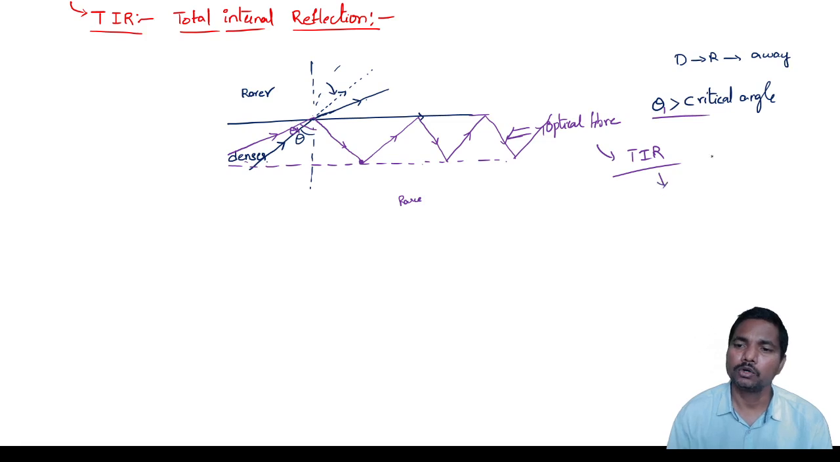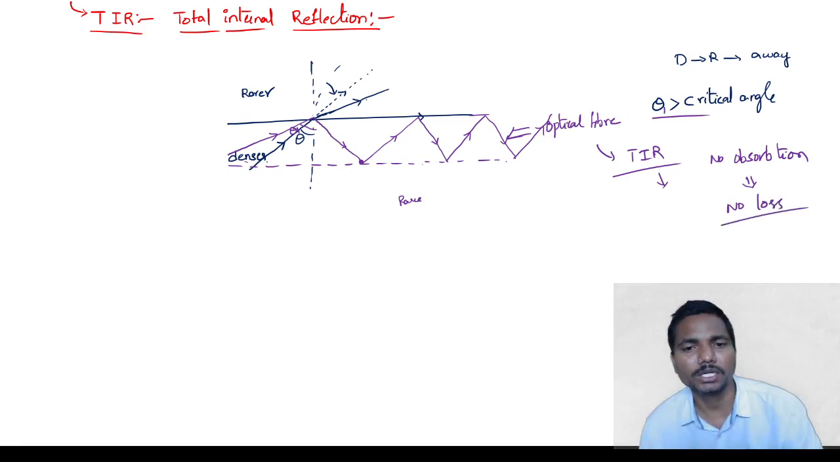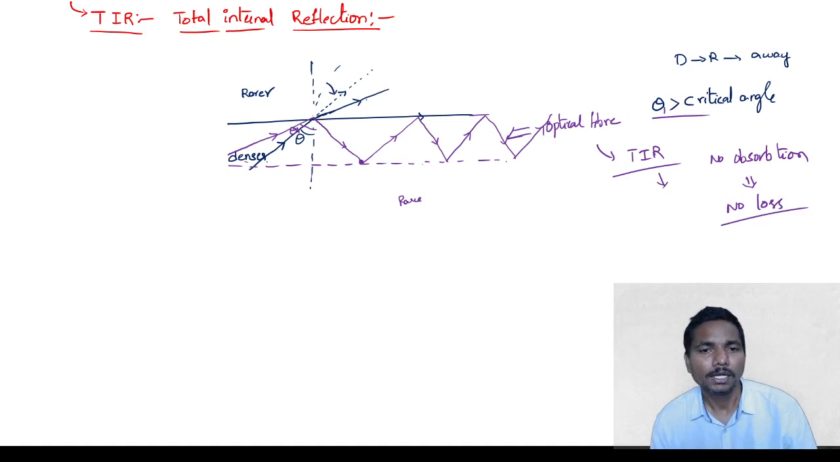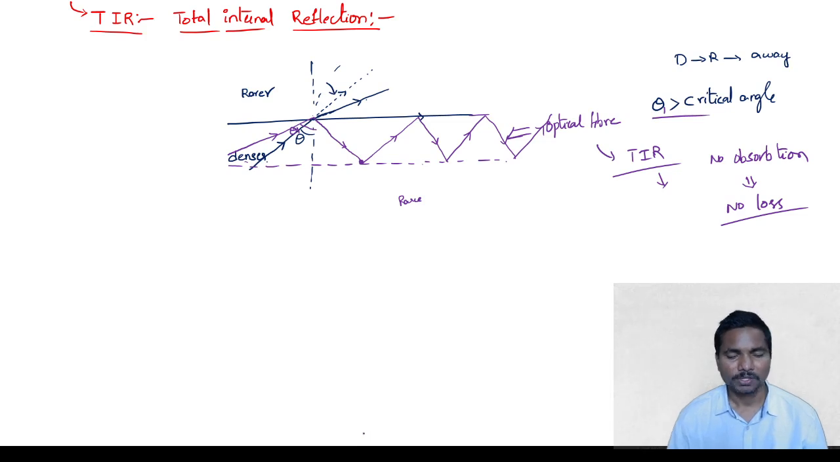Here, no absorption of light takes place. No absorption, that means no loss taking place. So in this way we can transfer the voice or data through the optical fiber for longer distances. Without the optical fiber we cannot expect data at this much speed.